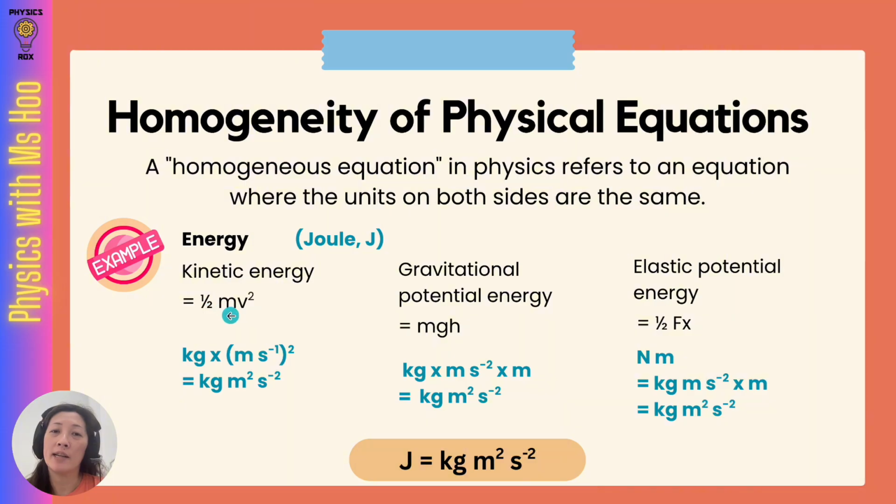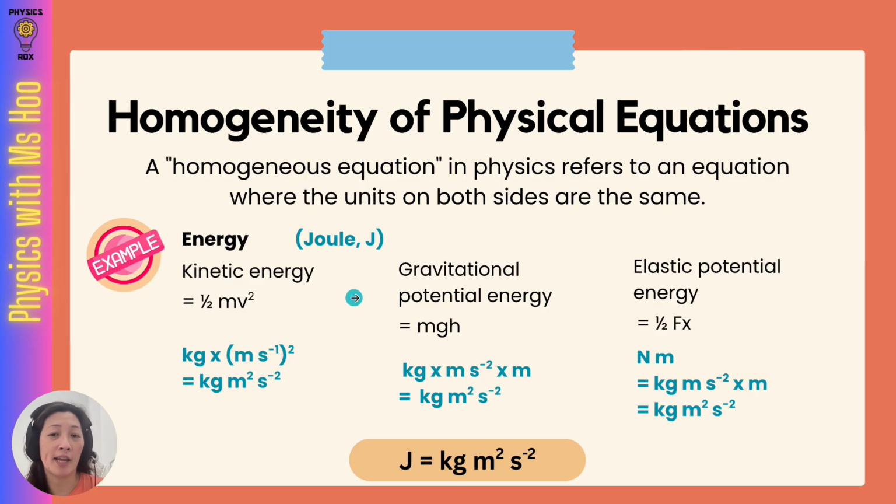So we're going to take only the units of the variables, which are mass, which is kilogram, and v, velocity, which is meters per second. So based on the equation of half mv squared, we will get kilogram times meters per second squared, giving us kilogram meter squared per second squared. So this is the SI base unit for kinetic energy.